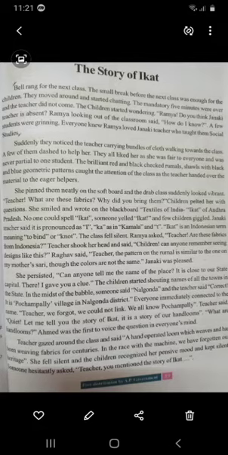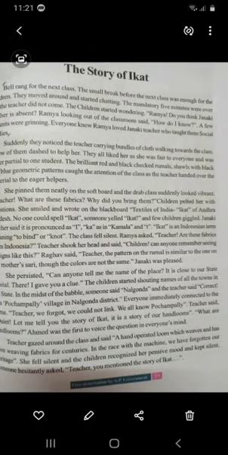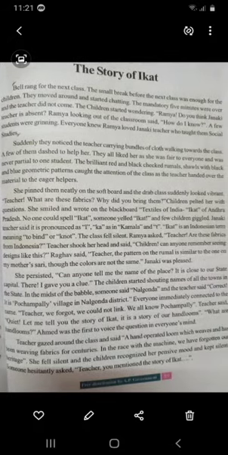The brilliant red and black checked rumals, shawls with black and blue geometric patterns caught the attention of the class as the teacher handed over the material to the eager helpers. Now, here the cloth she was carrying is described. Now, the teacher brought the brilliant red and black checked rumals and the shawls with black and blue geometric patterns.